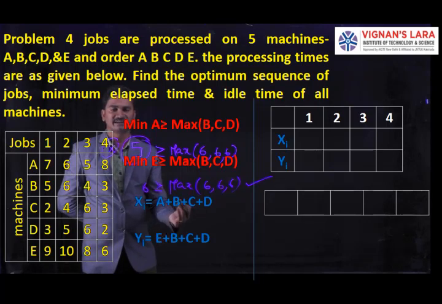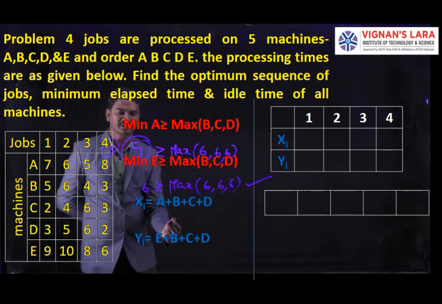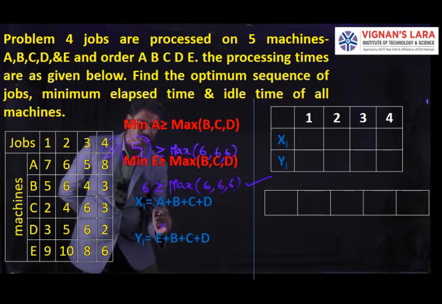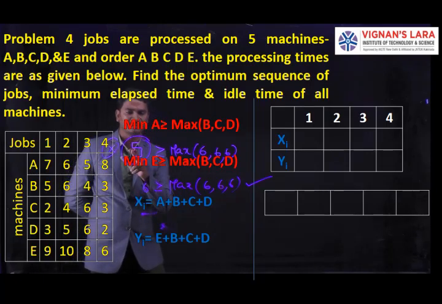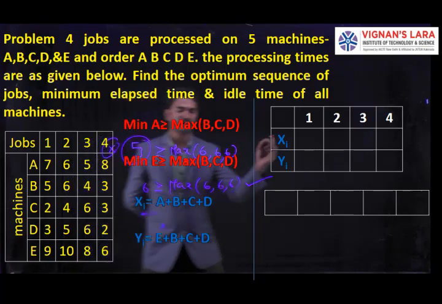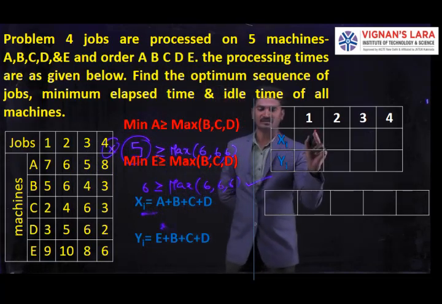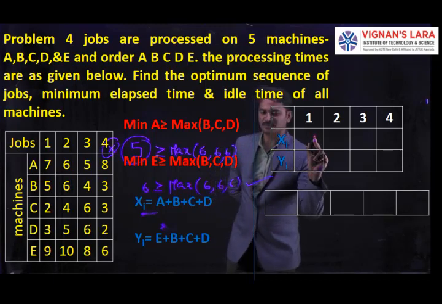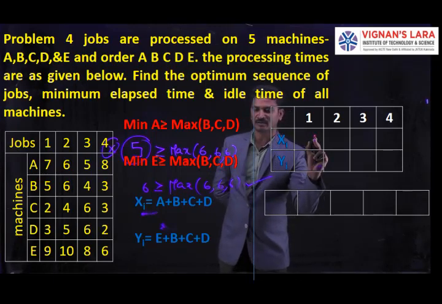For calculating the sequence of jobs we use these. Coming to Xi, first we take this as a table. Xi means A, then B, C, D. For job 1, A is 7, then the remaining 5, 2. Here I would like to assign those values. Xi means A plus B plus C plus D, here 7 plus 5 plus 2 plus 3.